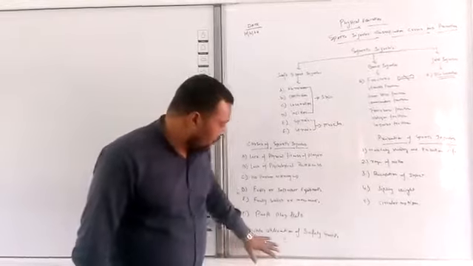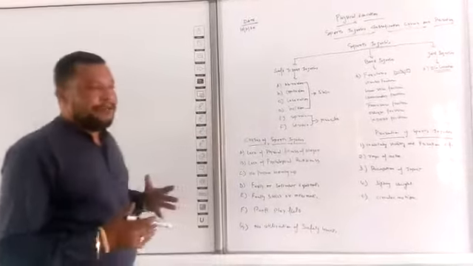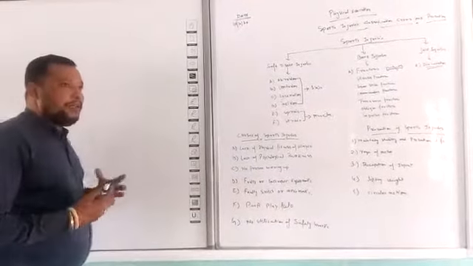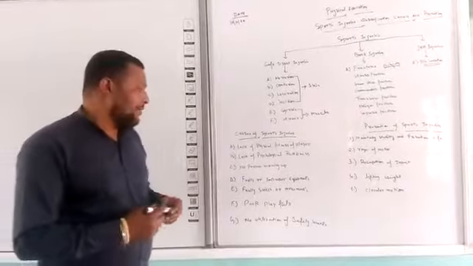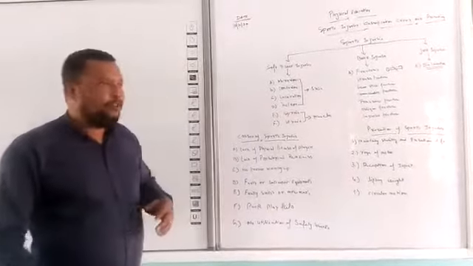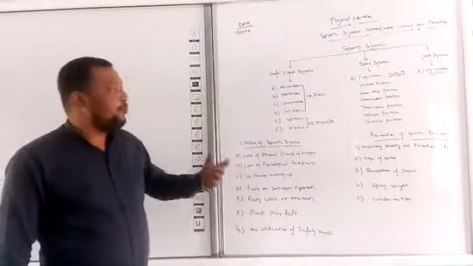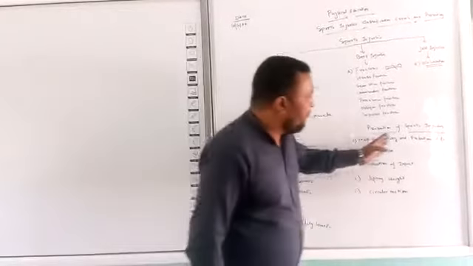And the last one is no utilization of safety guards, where we participate in combat games, for example boxing, kickboxing, wrestling. If we are not wearing the proper safety guard, that may also cause sports injury. Now, prevention of sports injury.